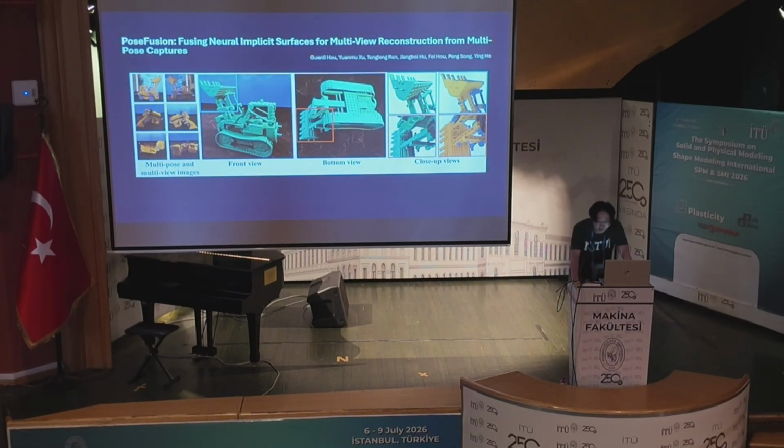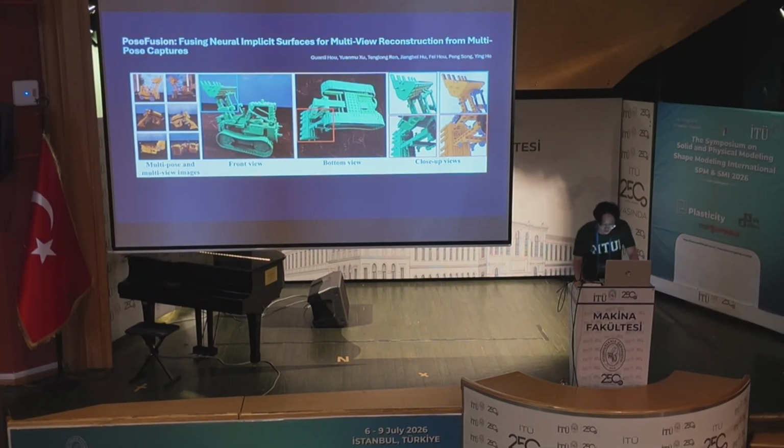Hello, everyone. My name is Guanli, and today I will present PoseFusion, a method for multi-view reconstruction from multi-pose captures. The problem we focus on is simple but important. In many captures, the camera can move around the object, but the object itself stays in one pose.